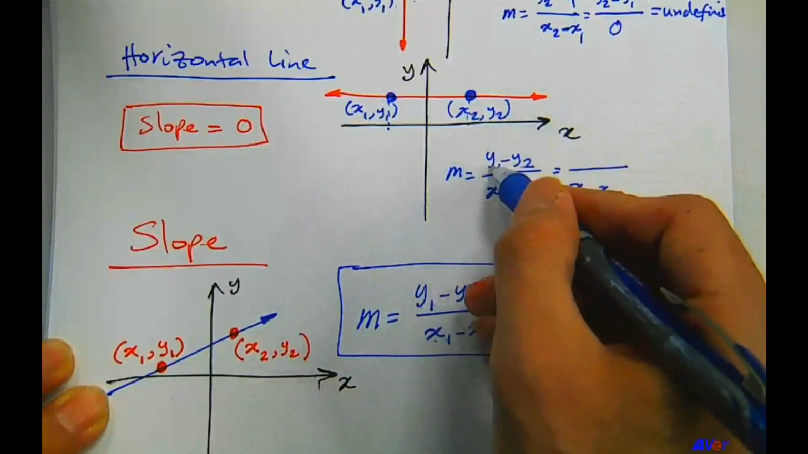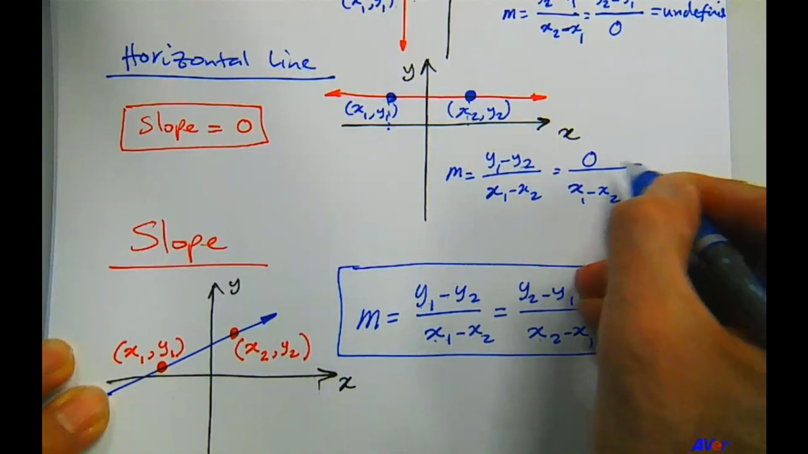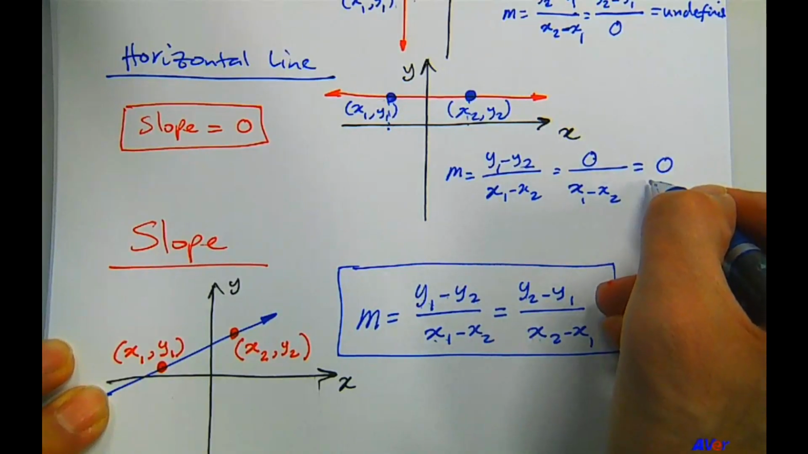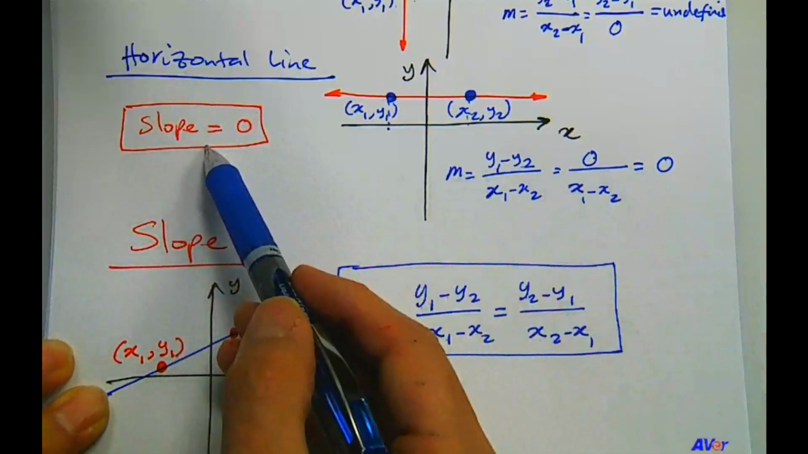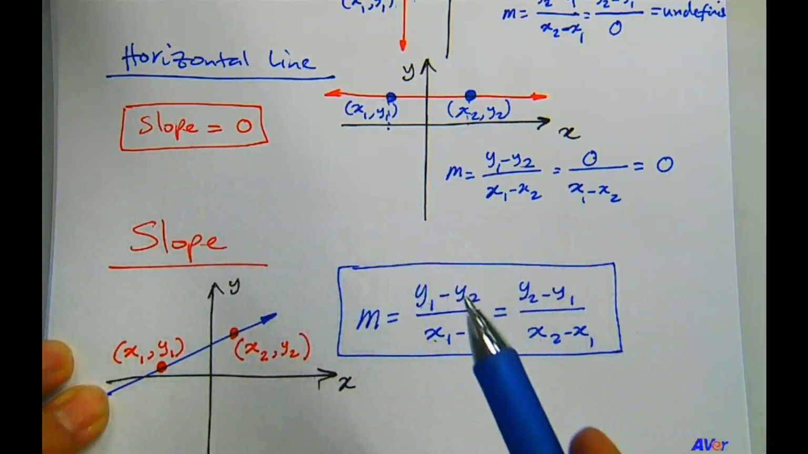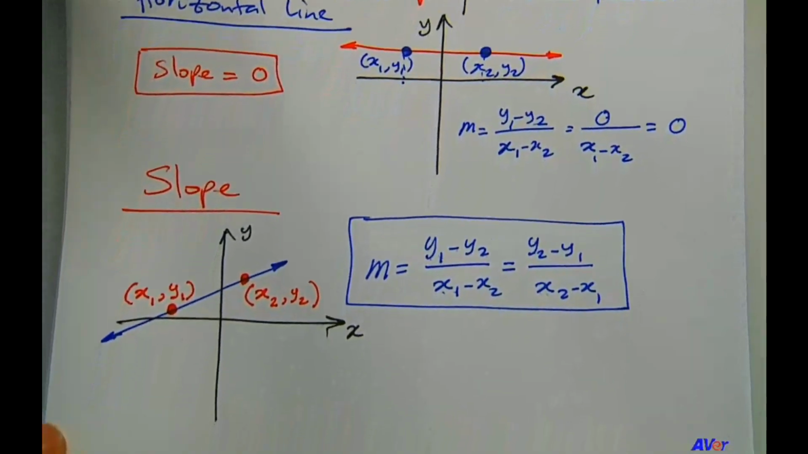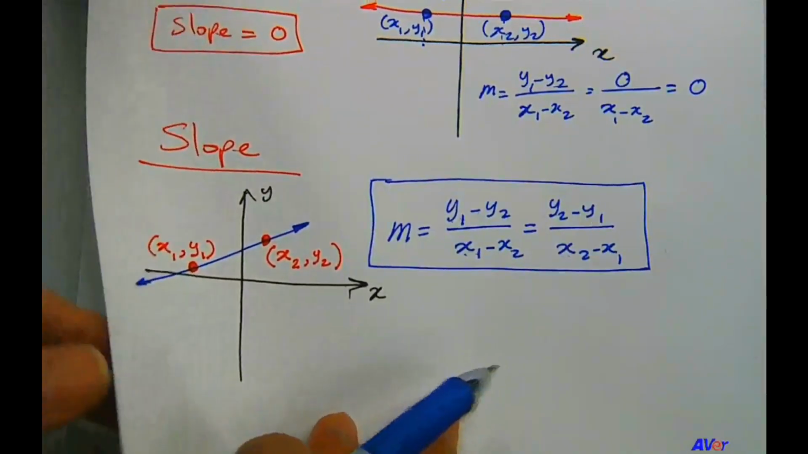So if we subtract the same value from each other, we get 0. This time, 0 divided by any value is equal to 0. Therefore, we have the slope of a horizontal line always equaling 0. Just apply the slope formula and you see it. Okay, so let's do a couple of examples.